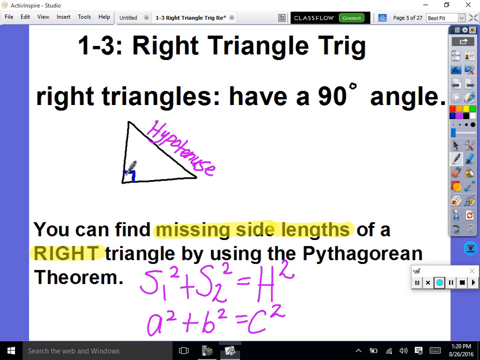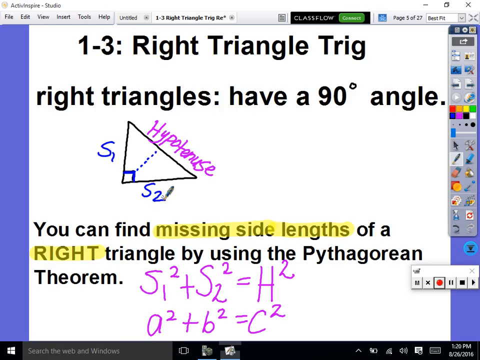Now some vocabulary. Across from the 90-degree angle is called the hypotenuse. Okay? Then we have these other two sides. I'm just going to call this side 1, side 2. Those don't matter. I could call this side 1 and this side 2 and that the hypotenuse. So you can find missing side lengths of a right triangle by using the Pythagorean theorem.